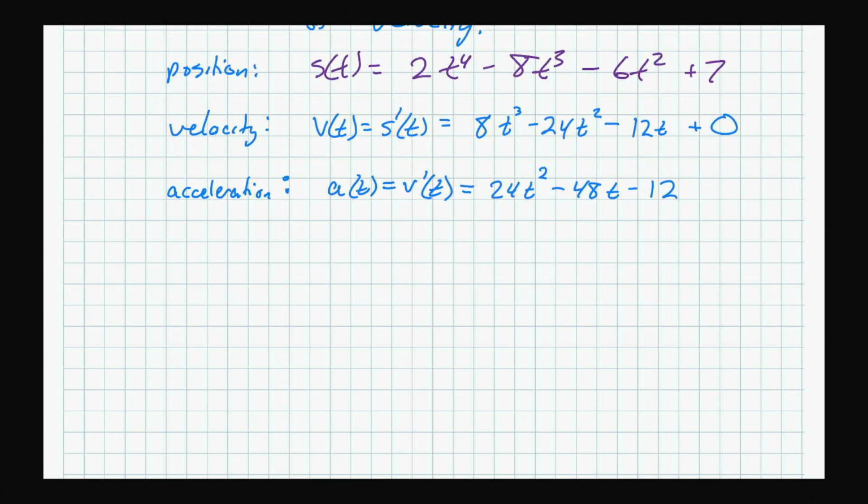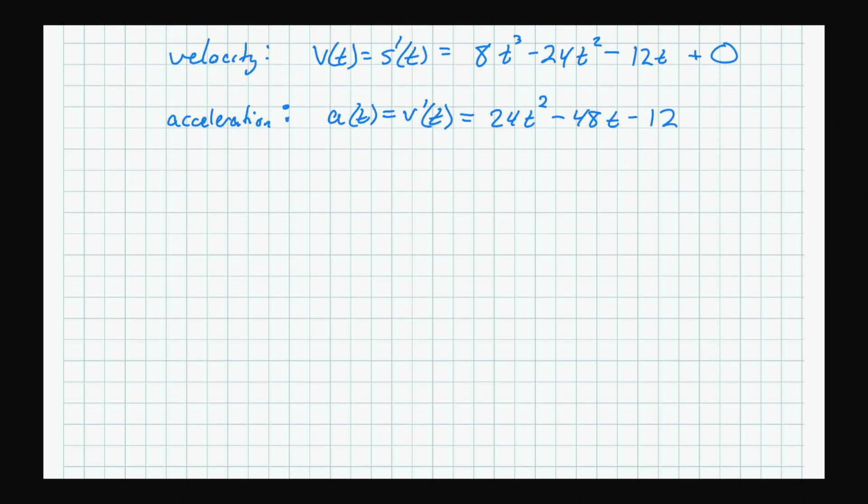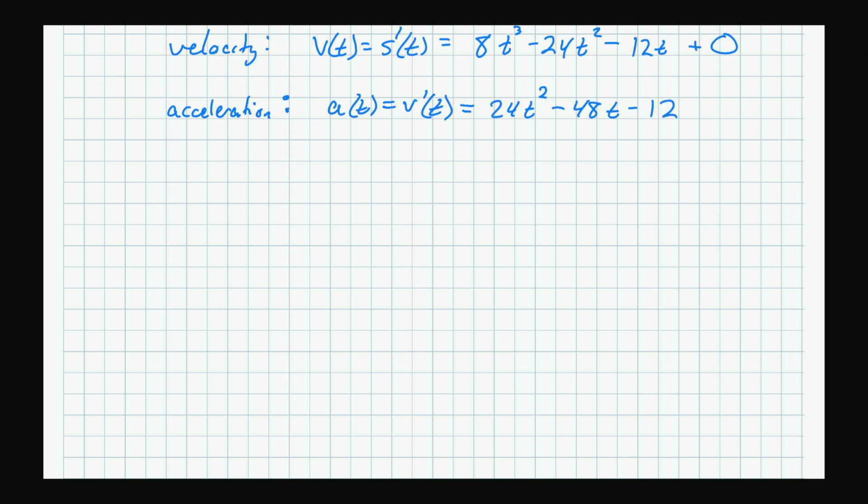So I've got position and velocity and acceleration equations here. Now what I want to do is I want to do two things. I want to find the velocity, and then I want to find the acceleration at 2, and then I'm going to interpret it. So I'm going to say find velocity and acceleration at 2.